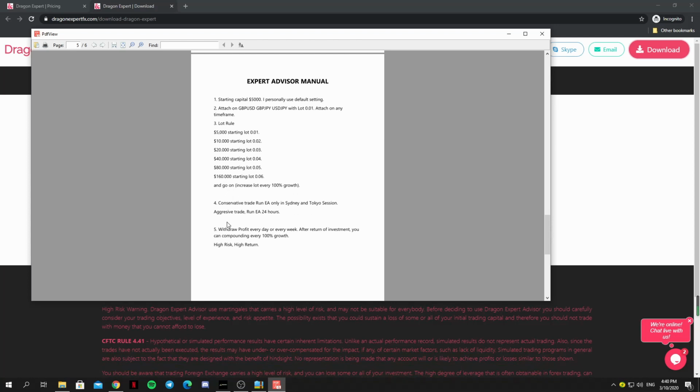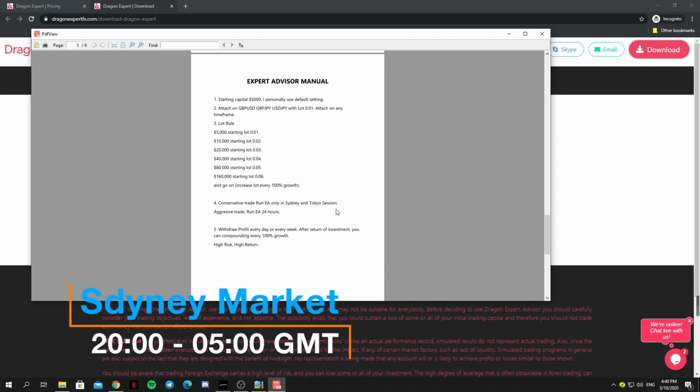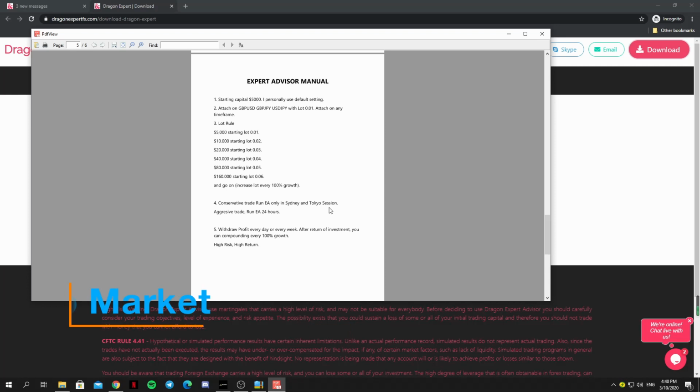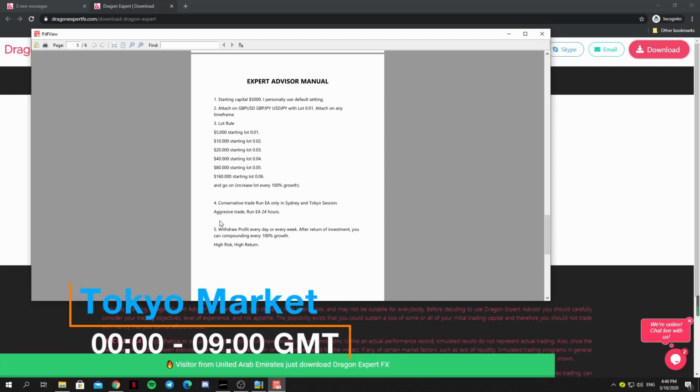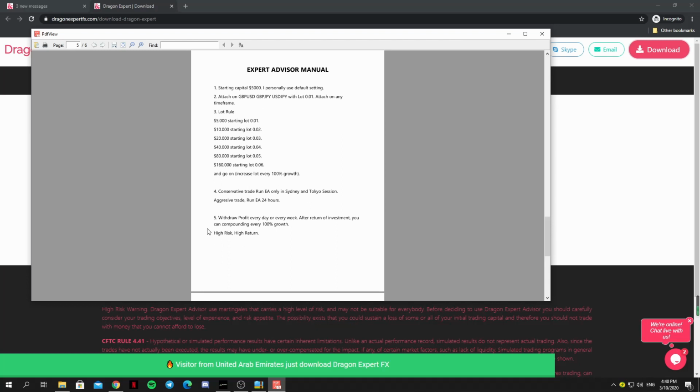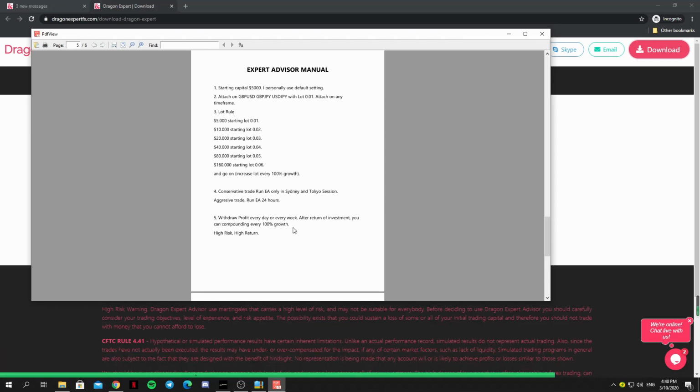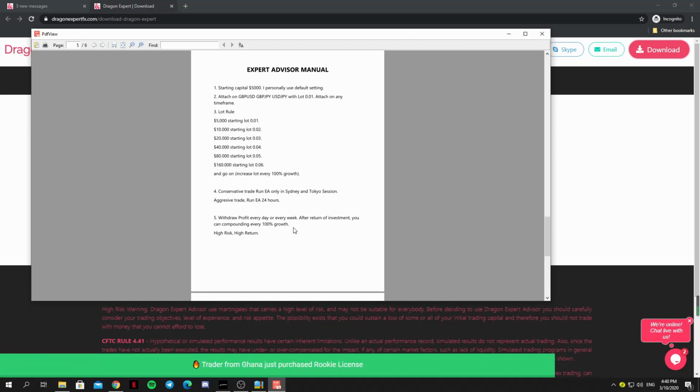It recommends you to run this EA in the Sydney and Tokyo sessions, which means when the Sydney or Tokyo market is open. And for aggressive trading, you can run this for 24 hours. It also advises you to withdraw your profit every day or every week. After return of investment, you can compound every 100% growth.